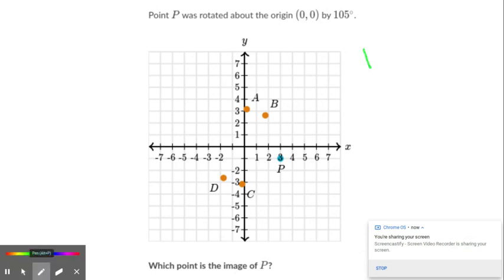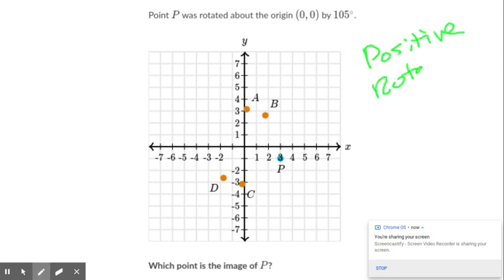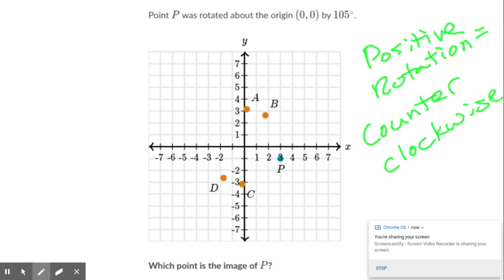And if you remember, a positive rotation is the same thing as going counterclockwise. So we are going opposite the way the normal clocks work.